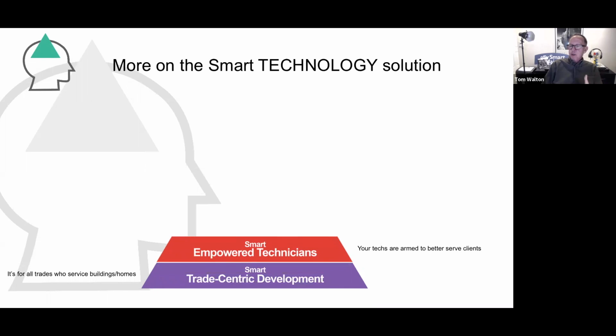SMART empowers your technicians. It's SMART empowered technicians. Your techs are literally armed. They have weapons that arm them to serve your clients in a better way. We call it the transportable office. Now, if you're a small business and you're the primary lead tech and you're also the owner, your office may be your van or your truck. Your office can be anywhere you are at, including a building. You have an office building or warehouse. It can be there as well.